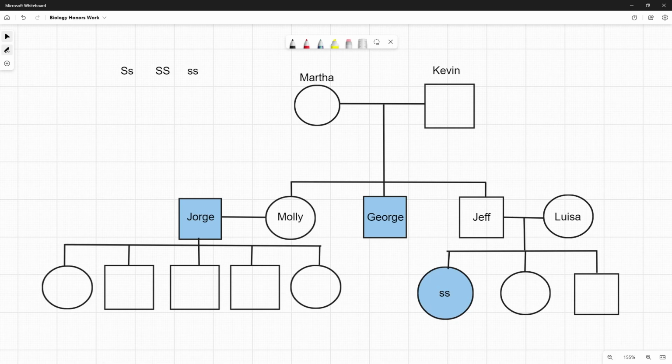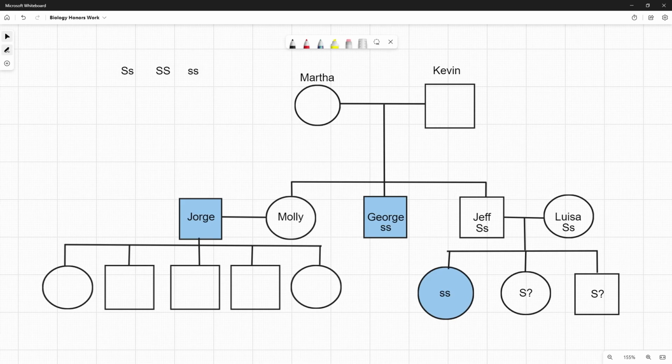Both are heterozygous, or else they wouldn't be able to have an affected child. As far as their other children, we know they have at least one dominant allele, but we don't know both. We can put a question mark, as we won't always be able to know the genotype of everyone. On to Kevin's other son, George. He has the trait, so he is homozygous recessive.